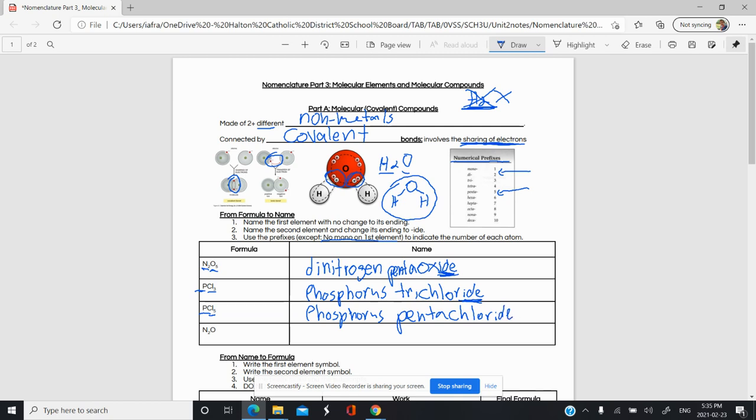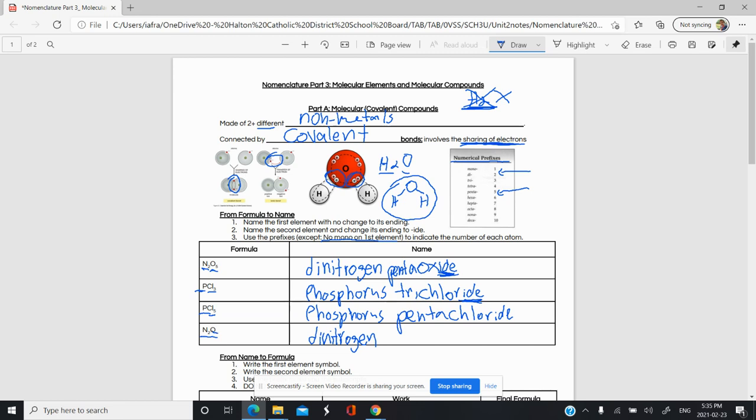Now let's try the last one there. So here we're going to use our prefixes again. We have 2 nitrogens, so we have dinitrogen. And we have 1 oxygen, so we can use mono here because it's the second element.